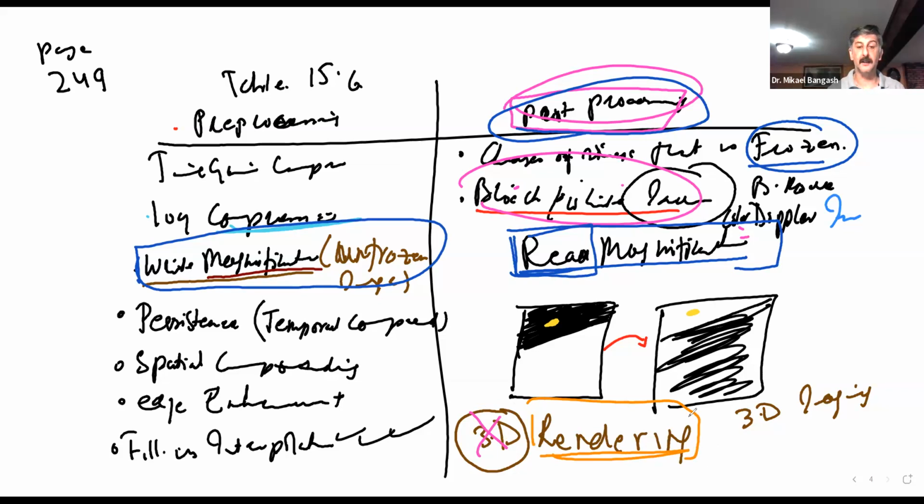So if you are asked to give me the term rendering, and asked if this is an example of pre-processing or post-processing, it will still be post-processing. You can't say, well, the word 3D was not mentioned. The word rendering automatically means the process by which 3D images are produced.